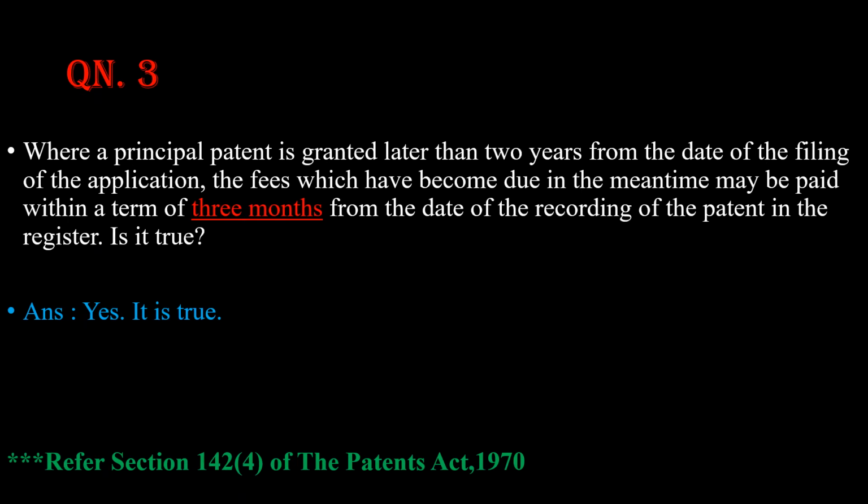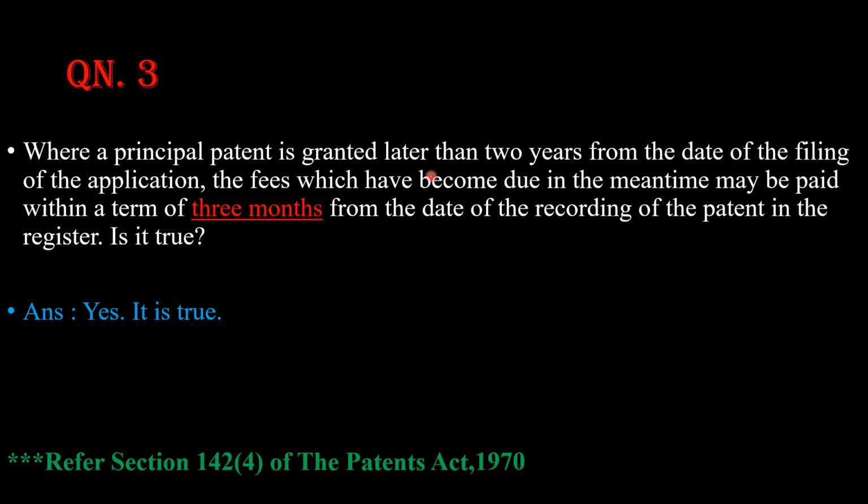Question number 3 is where a principal patent is granted later than 2 years from the date of the filing of the application, the fees which have become due in the meantime may be paid within a term of 3 months from the date of the recording of the patent in the register. Is it true? So, for this type of questions, friends, please try to read the whole statement and try to find out the point where it may be wrong. Okay, so let me read it again.